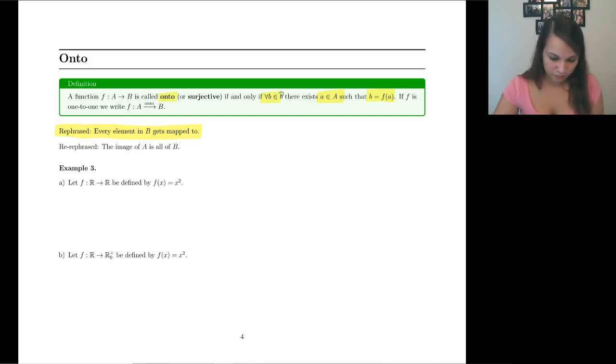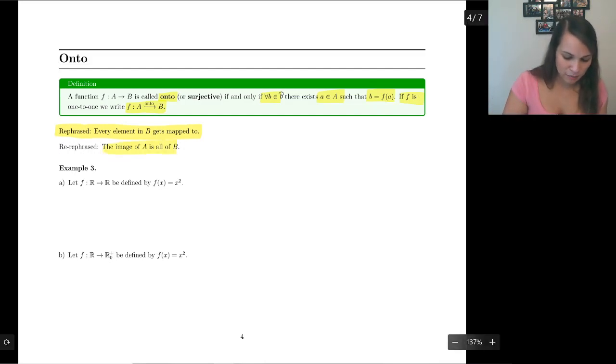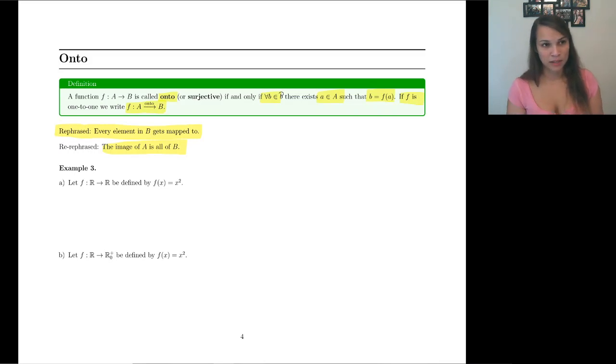I guess I have an example coming up. I'm going to finish this definition. We can denote it as f is onto by putting an onto over the arrow. And then just another way to think about this, the image of A is all of B. Remember, the image would be where things get mapped to. But not going to talk about that too much right now. I feel like this is the definition that most people think of.